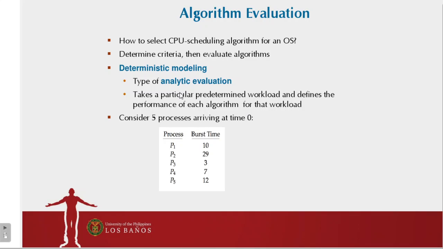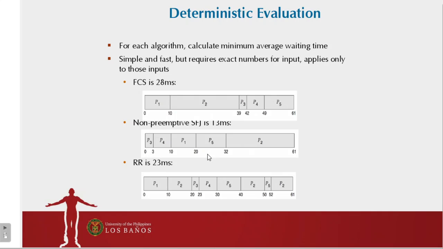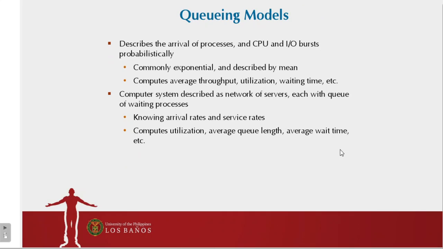The first is deterministic modeling. This is what we actually did in the examples when we presented some computations for the different scheduling algorithms. For example, we are given a set of processes and their burst time, and then to compare the different algorithms, we perform some computations by computing the waiting time, etc. This is what we did in the previous discussions.